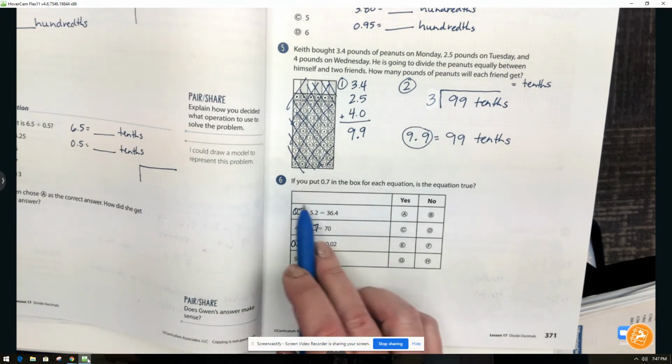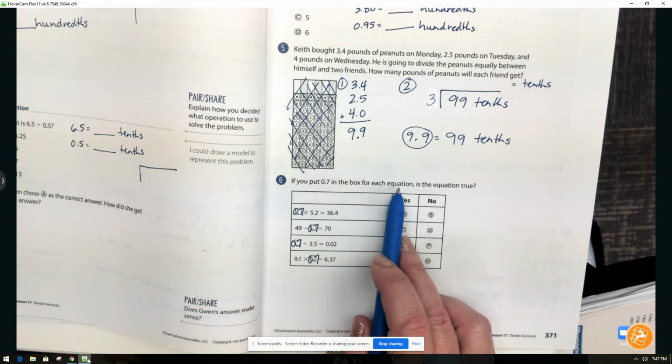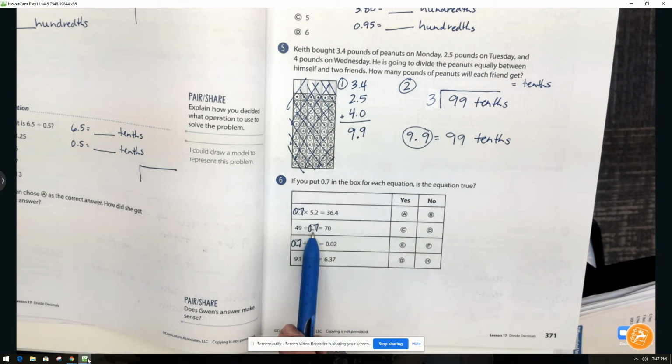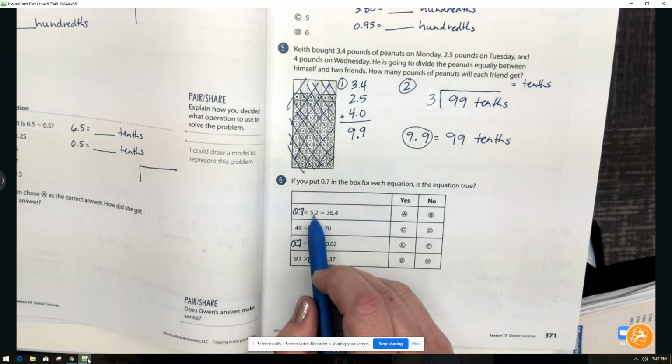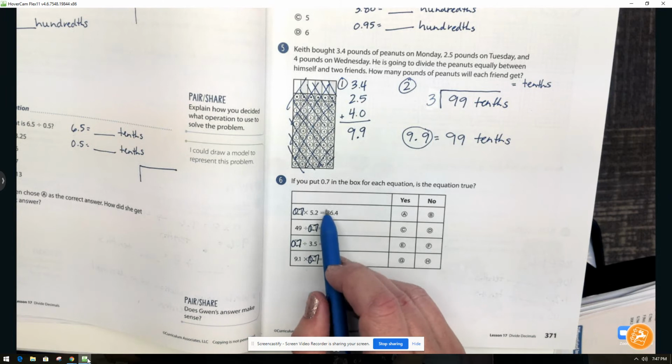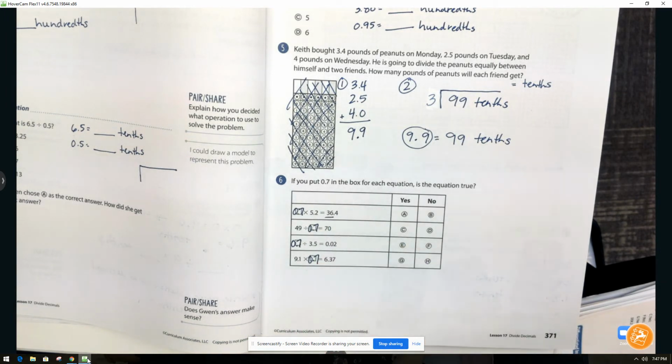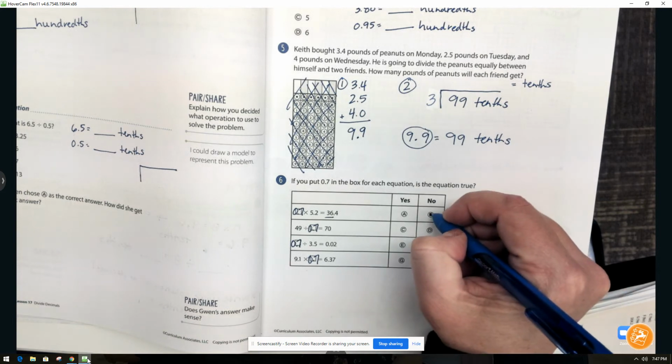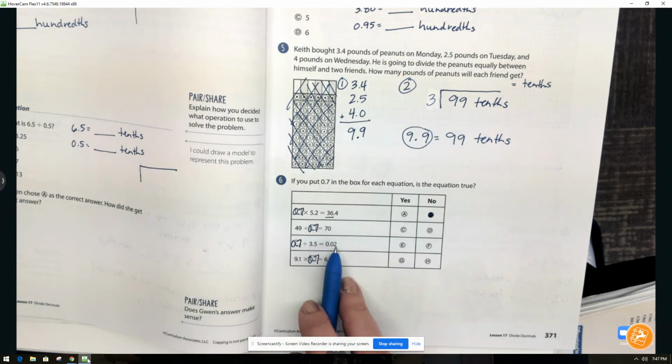All right. Number 6 says, if you put 7/10 in a box for each equation, is the equation true? So I went ahead and wrote 7/10 into each of the boxes. You need to go through and do the math and figure out if the equation is true. So when you multiply 7/10 times 5 and 2/10, does it equal 36 and 4/10? So if you have a number less than 1 and you multiply it times 5 and 2/10, are you going to get a number as great as 36 and 4/10? No, you're not. So your answer here would be no. I want you to go ahead and do the other 3 yourself, choosing yes if the equation is true and no if the equation is not true.